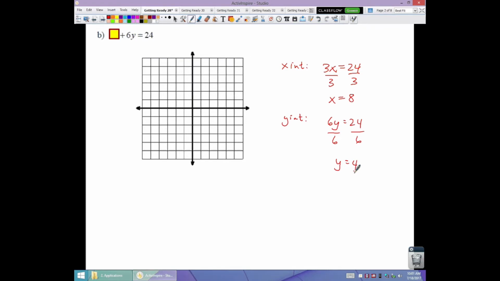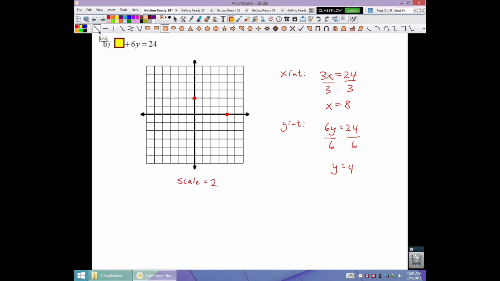So again, with an intercept of 8, I can't count by ones, so I'll say again that my scale is 2. The y-intercept is 4, so that's 4. The x-intercept is 8, so 2, 4, 6, 8. And there we have our line, just like so.